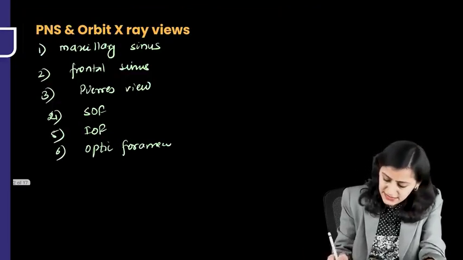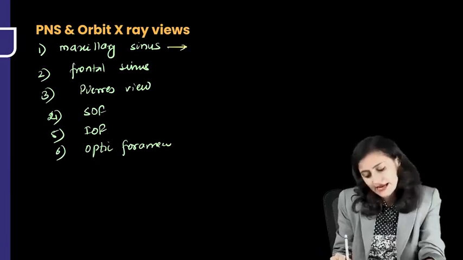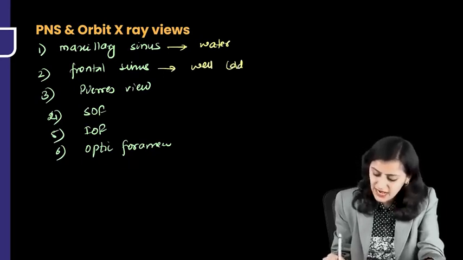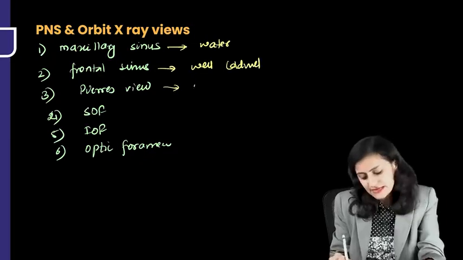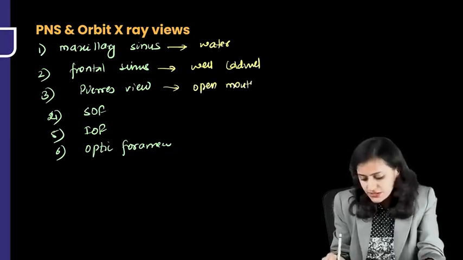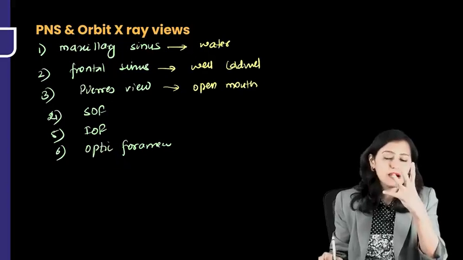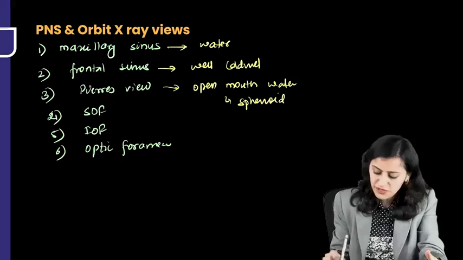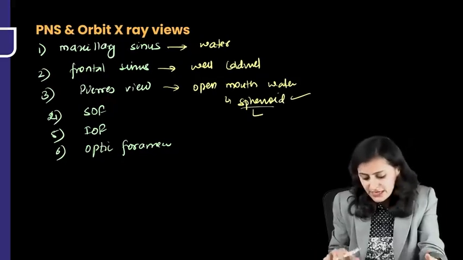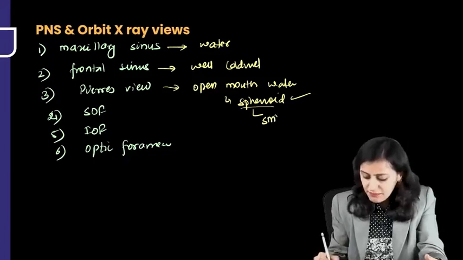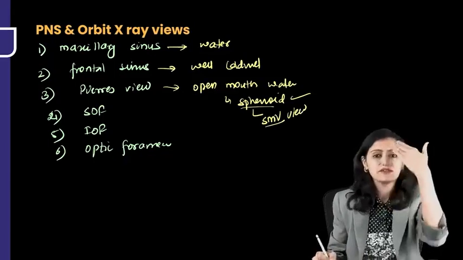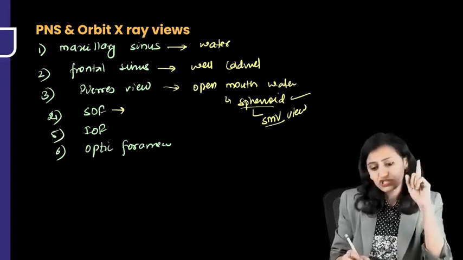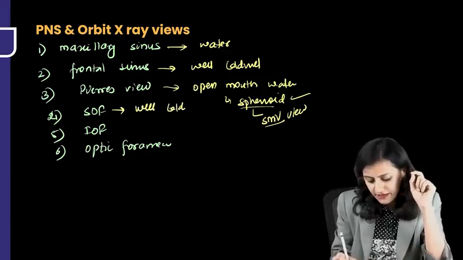So completing the list: for maxillary sinus, maxi is Waters. Frontal, in front, is well, that means the Caldwell view. Pierre's view is basically the name for the open mouth Waters view. When we do the Waters view with the open mouth, it is called Pierre's view, and the advantage is that it helps in visualization of the sphenoid sinus also. Otherwise, for a dedicated sphenoid sinus, we can use the submentovertical view or the basal view, through the base of the skull, to see the sphenoid sinus. Superior orbital fissure, superior is the well, so that is the Caldwell view.